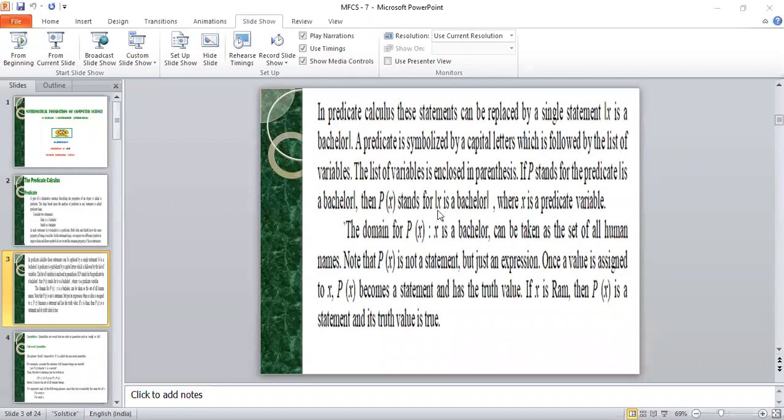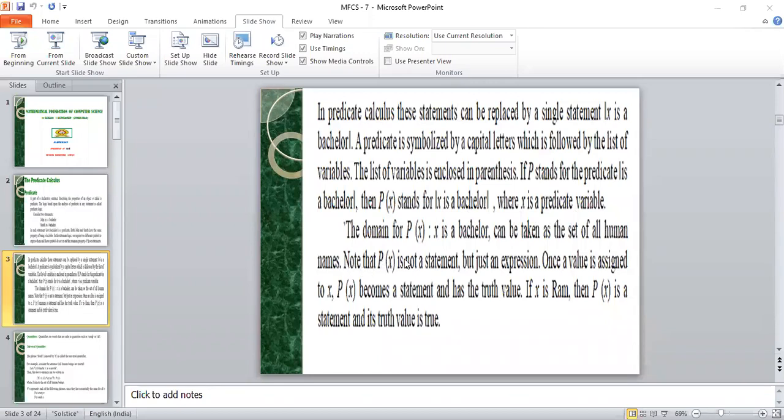So here x is the object, John, Smith, whatever it is. Then P(x) stands for "x is a bachelor", where x is a predicate variable. The domain for P(x) can be taken as the set of all human names.